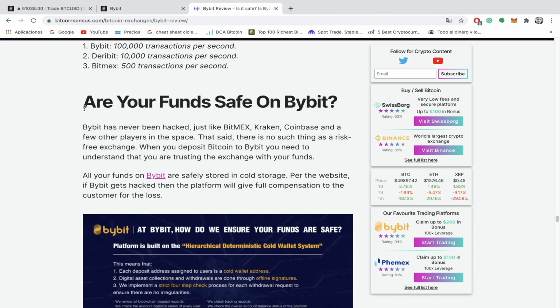Another question that you might be asking yourself is, are my funds safe on Bybit? Well, Bybit has never been hacked, just like BitMEX, Kraken, Coinbase, and a few other players in the space. All of your funds on Bybit are safely stored in cold storage, so they are using the most secure way to keep your deposits safe.